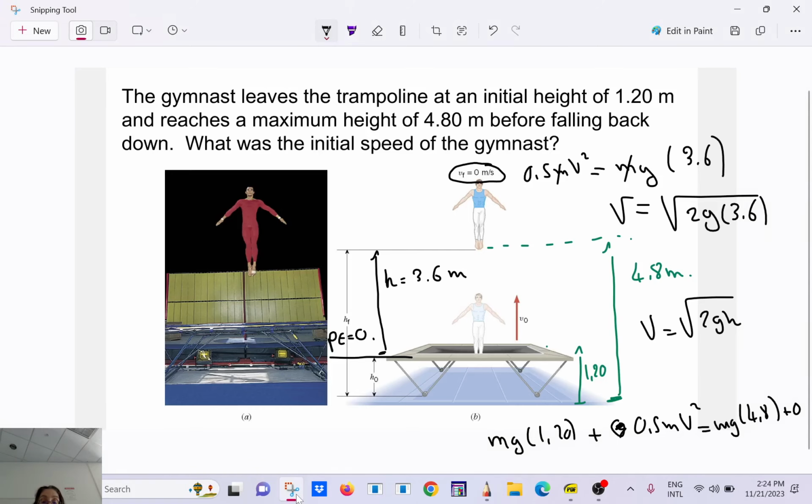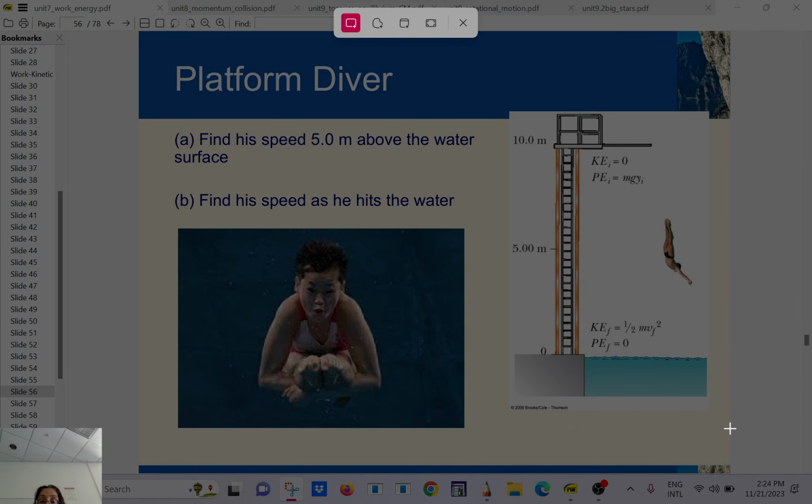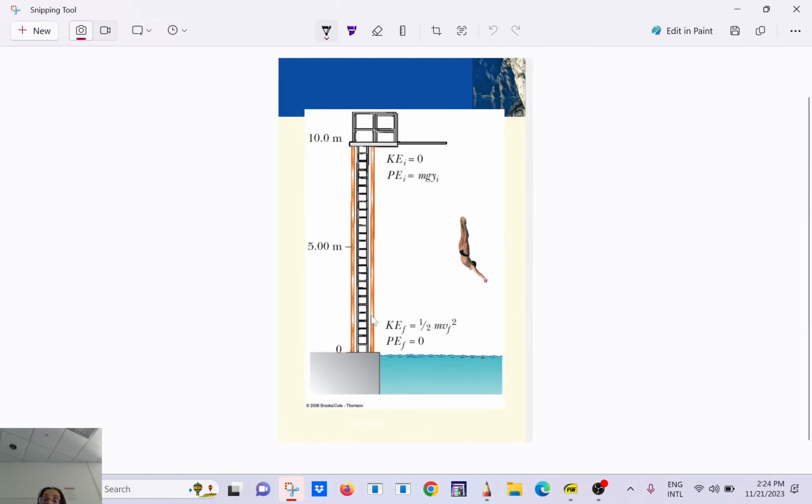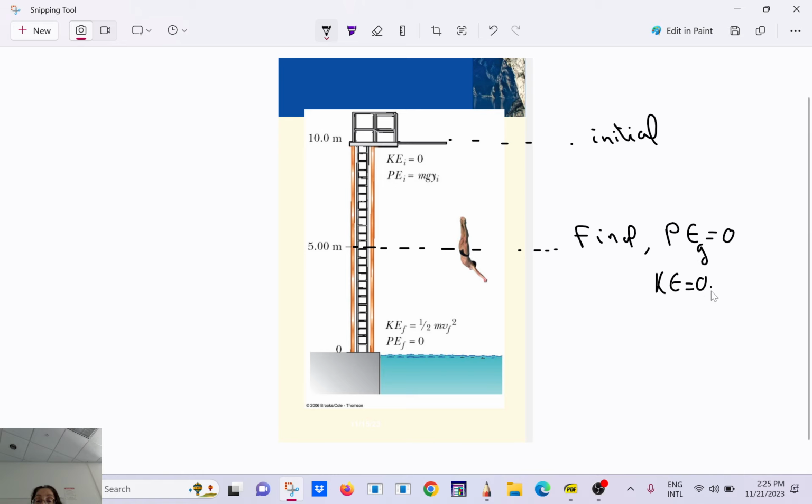Right? You can also solve that with kinematics. So here, that will be my final. You can decide where your final situation is. And here, it's going to be my initial. So for the final situation, I'm going to decide that this is PE equals zero. That way, it's going to simplify my computation. You do have kinetic energy, that will be 0.5 mv squared.